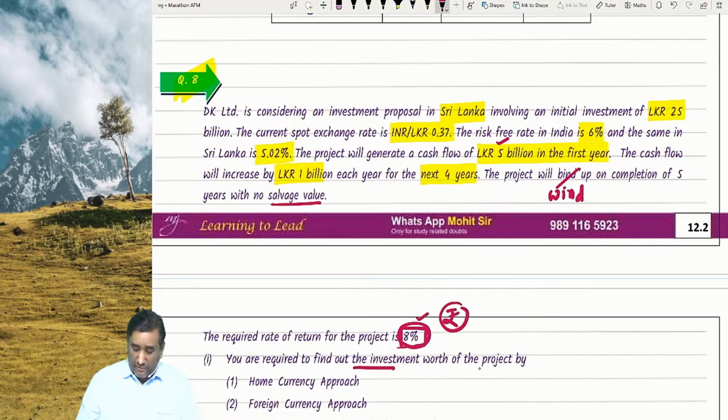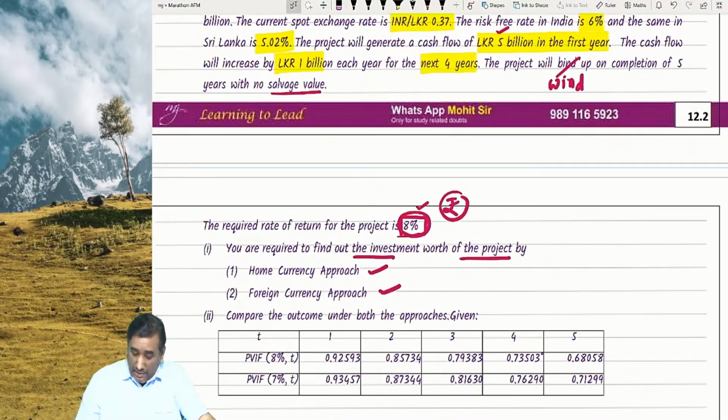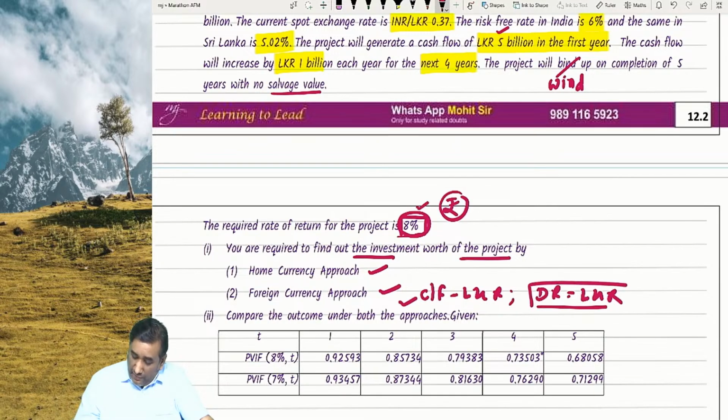You're required to find out investment worth projects by home currency approach and foreign currency approach. Now understand what will happen. Look up please. If I use foreign currency, that means cash flows will be in which currency? LKR. Discount rate will be in LKR. Cash flows are given in what? LKR. Discount rate, we cannot assume in LKR, we'll assume in what? Rupee. That means you'll use what formula now again?